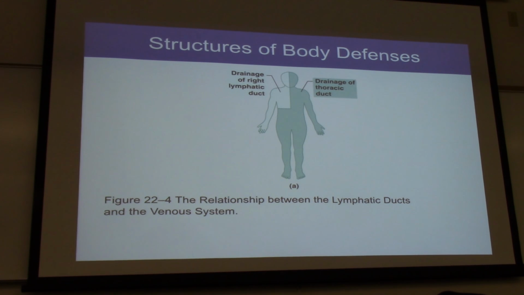The right side is different, as I mentioned earlier. The right arm, the right side of the chest, and the right side of the head all join into the right lymphatic duct, which is really super tiny compared to this one, and empty into the venous system on that side.